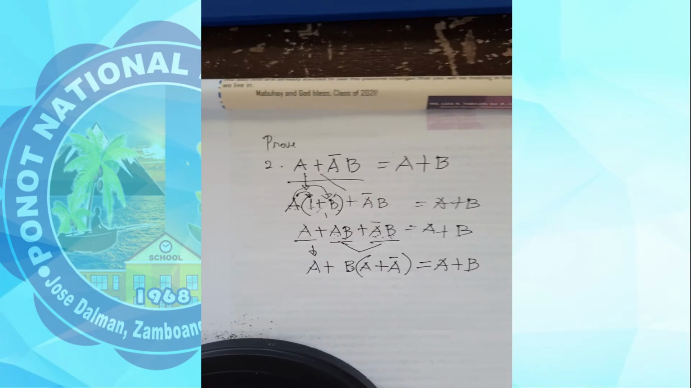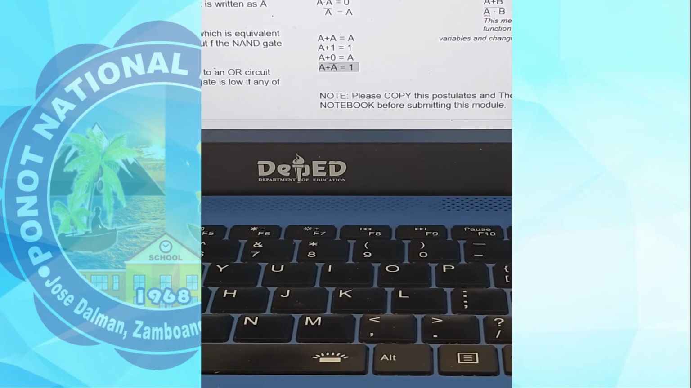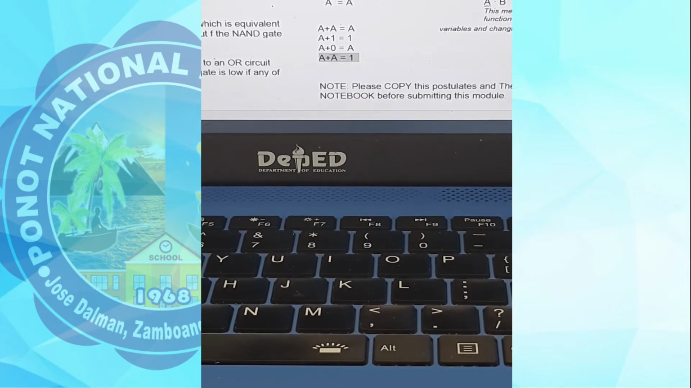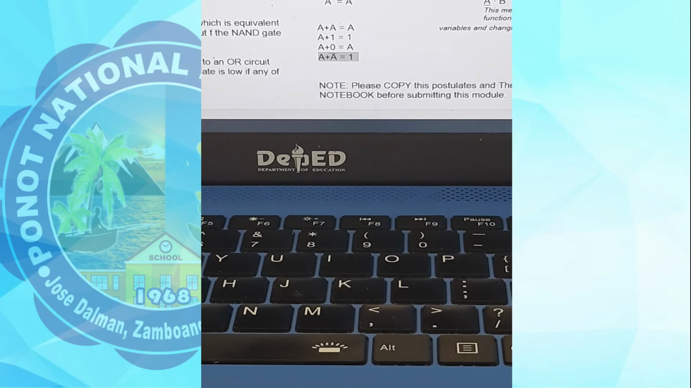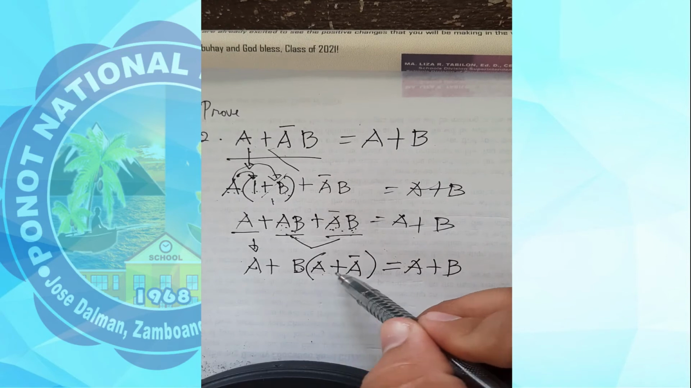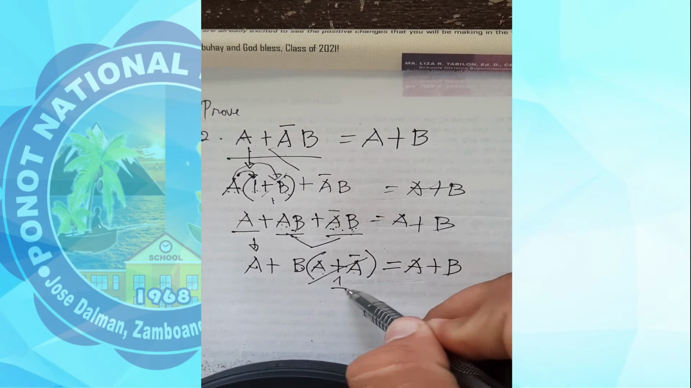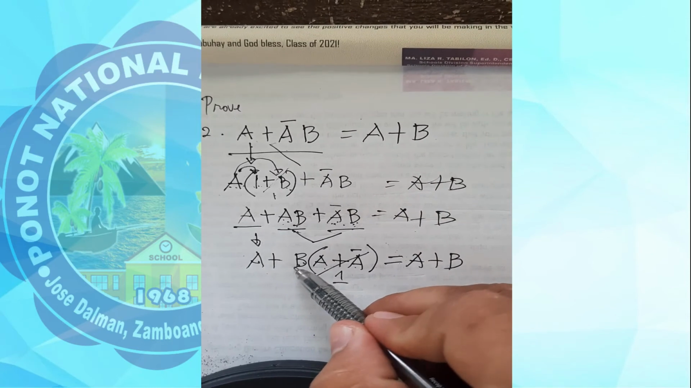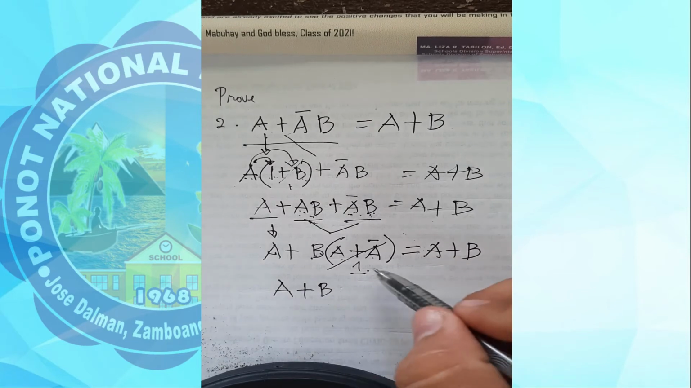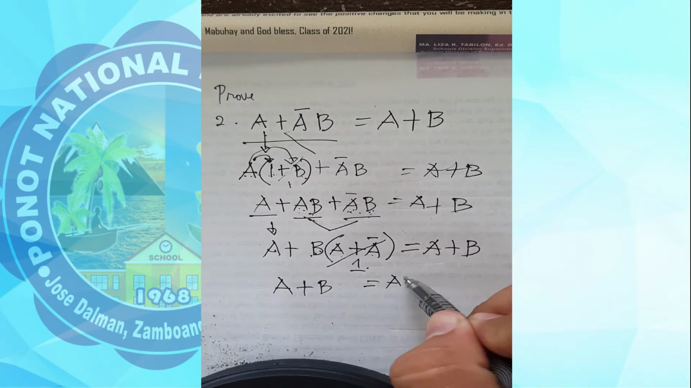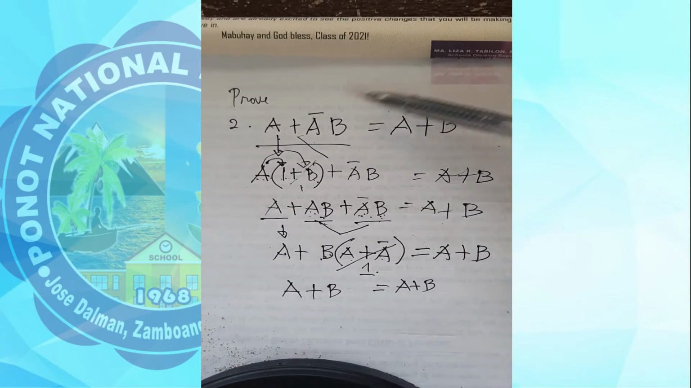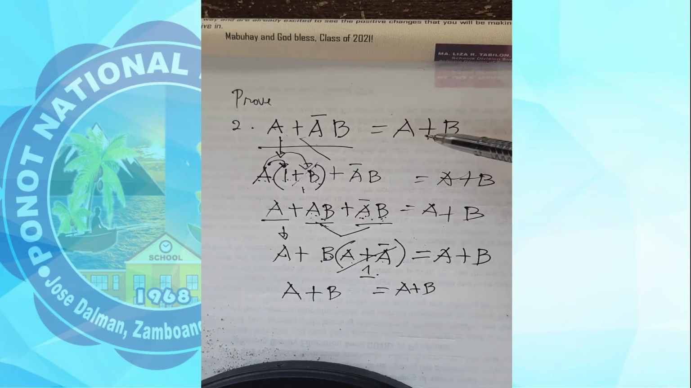So, looking back to our postulates, A plus A bar is equal to 1. Therefore, A plus A bar is equal to 1. Then, B times 1 is B. Okay, that is the answer now. So, that is equal to A plus B. Okay, it is now proven that A plus A bar B is equal to A plus B.